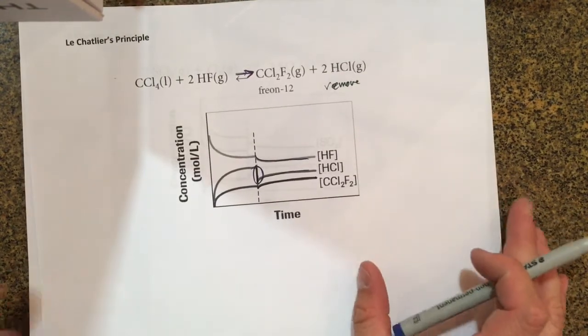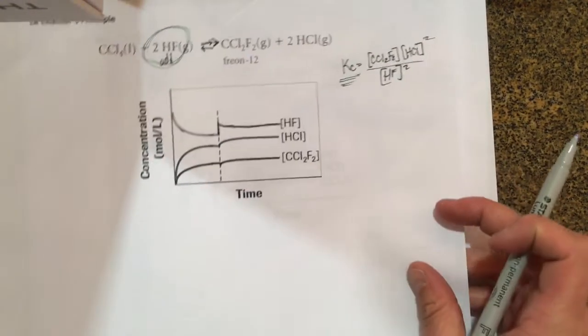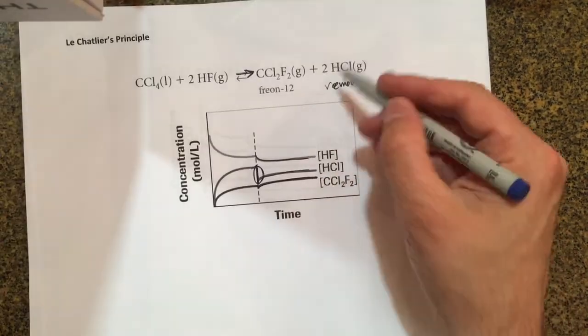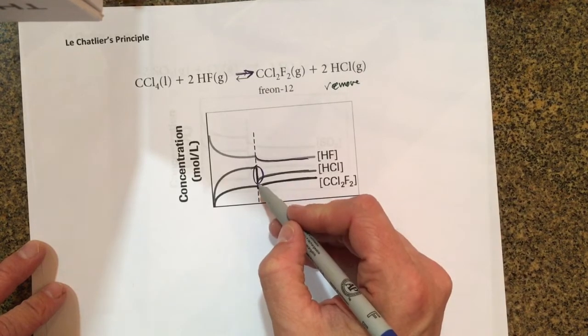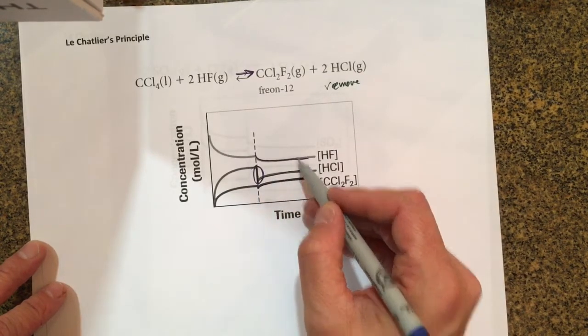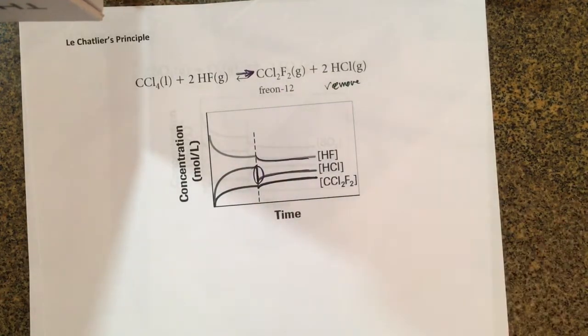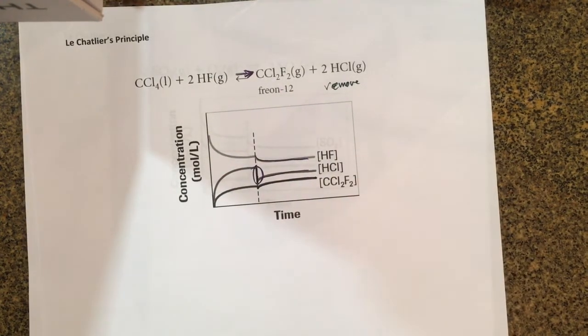So if we add something, we need to use that chemical up, forward reaction. If we remove something, we need to replace it, and so it increases the rate of the reaction that's going to replace that chemical.